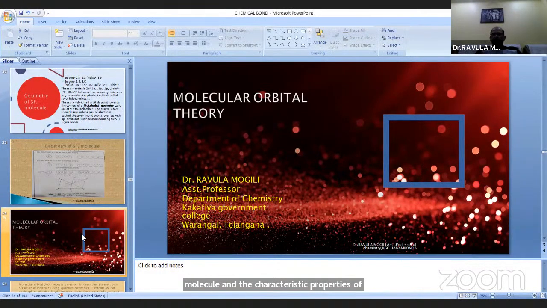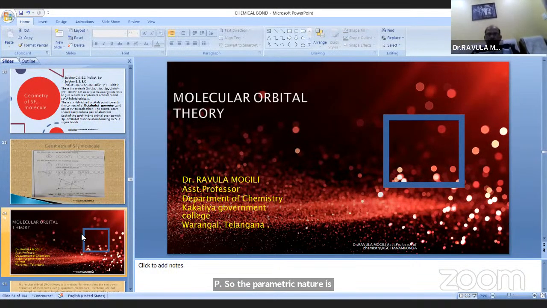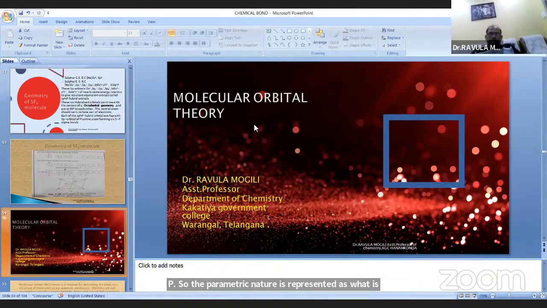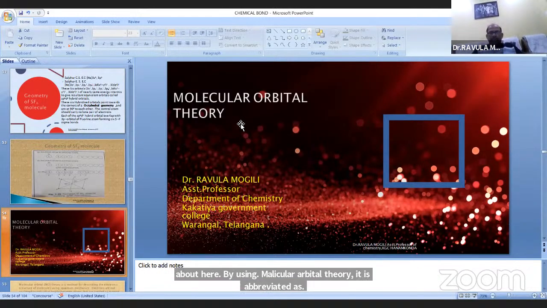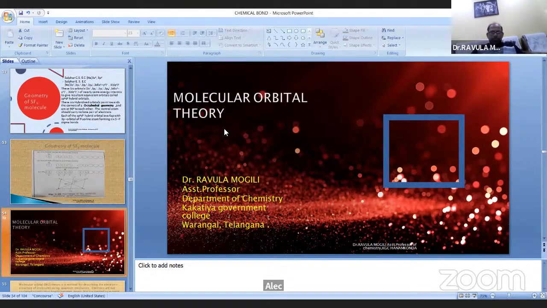According to VBT, the oxygen molecule is diatomic. But experimentally, the oxygen molecule is paramagnetic in nature. So the paramagnetic nature is explained by using molecular orbital theory, which is abbreviated as MOT. MOT is abbreviated as molecular orbital theory.